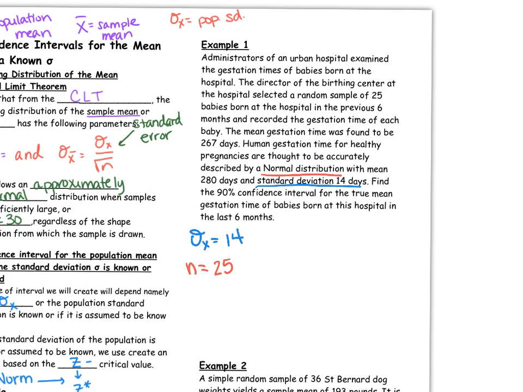Now, in order to create the interval, let's go back to proportions. How do we create an interval for a proportion? What came first? P hat. P hat plus or minus what? Z star. P hat plus or minus Z star times the square root of what? P hat, Q hat over n.